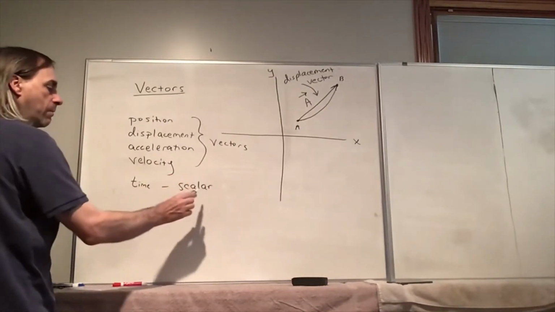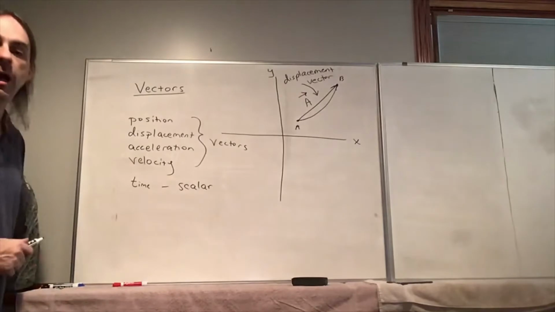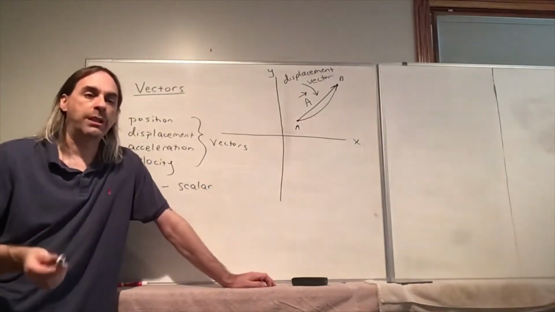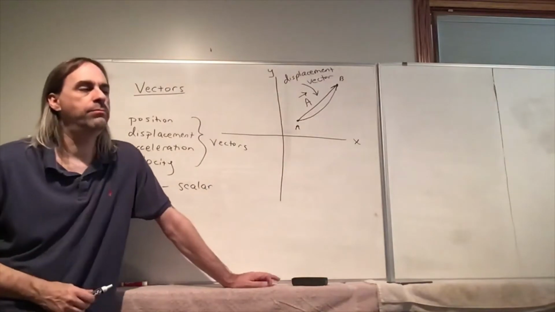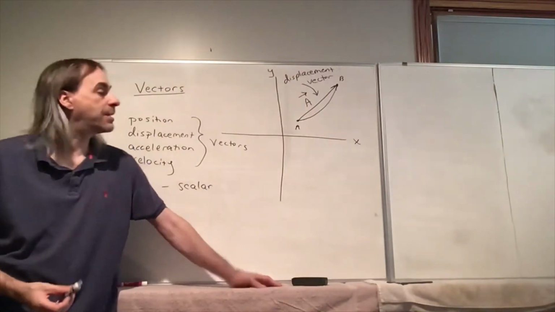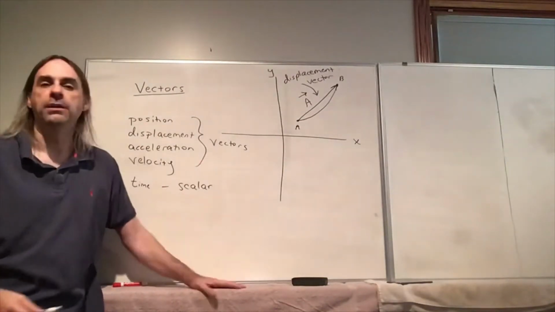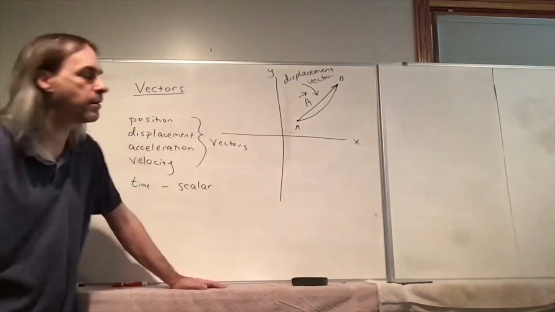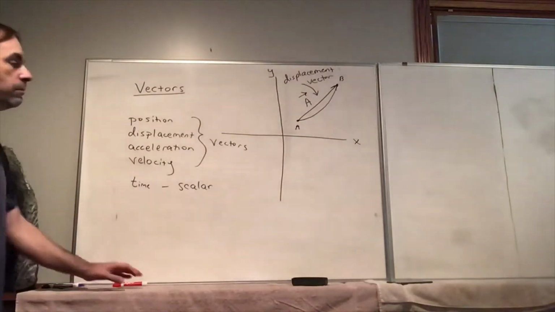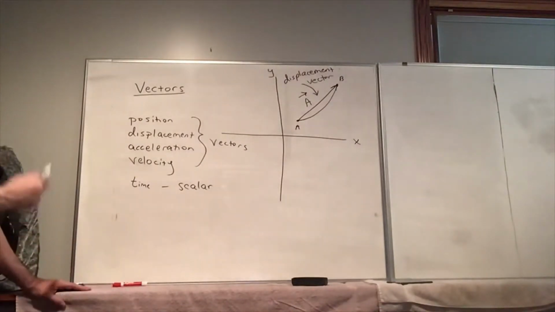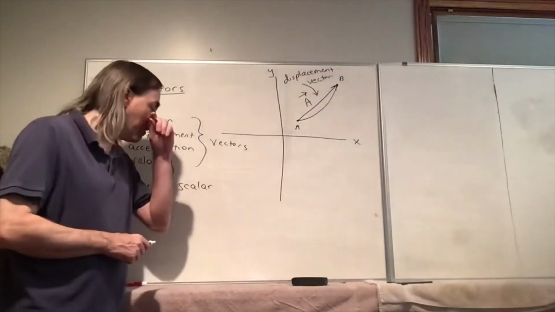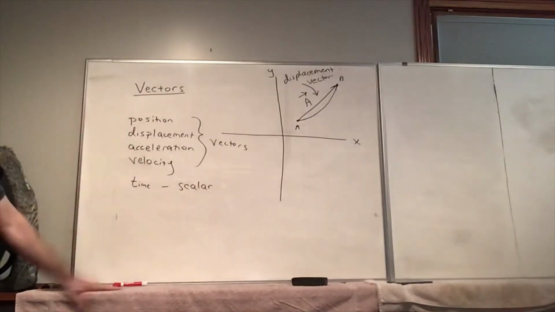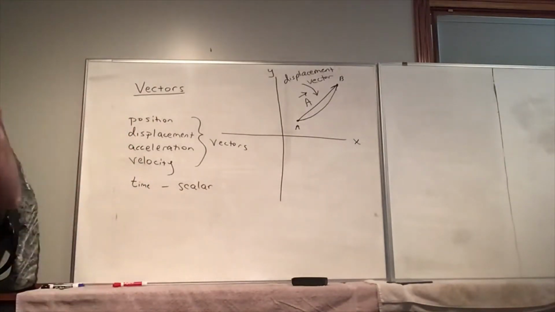So pretty much everything we do here is either going to be a vector or a scalar. Now there are other things in physics that aren't really either of these. There are things called tensors that are more complicated than vectors, but we're not going to do that, so we don't have to worry about it. So basically everything we do is a vector or a scalar, and so far most of the things we've been talking about are vectors.